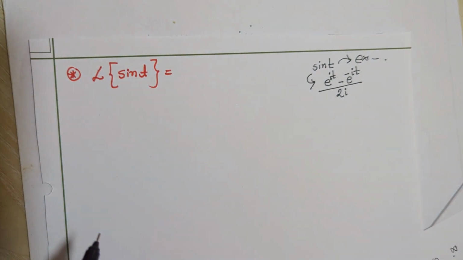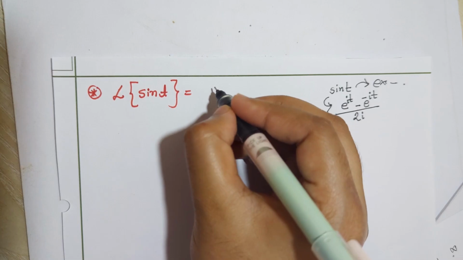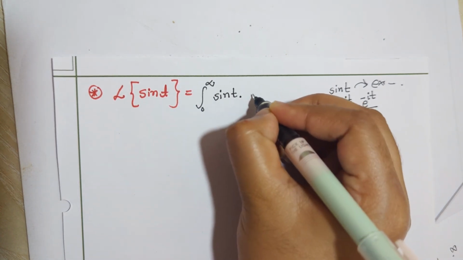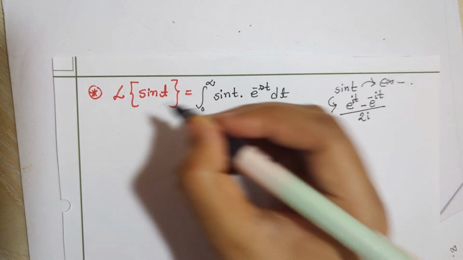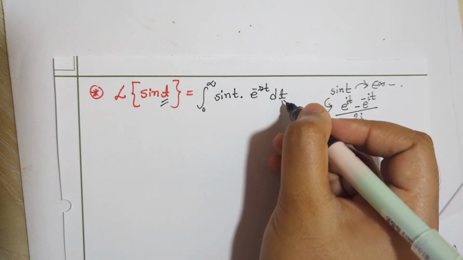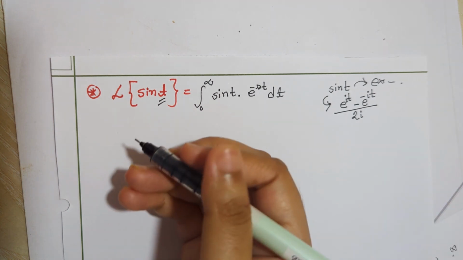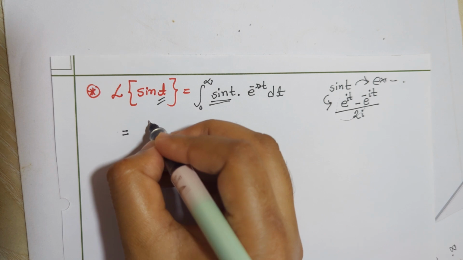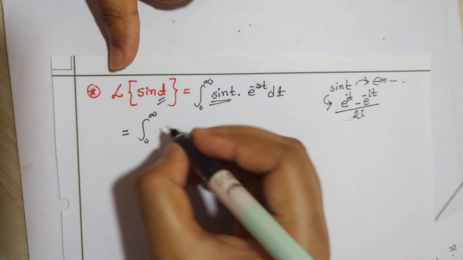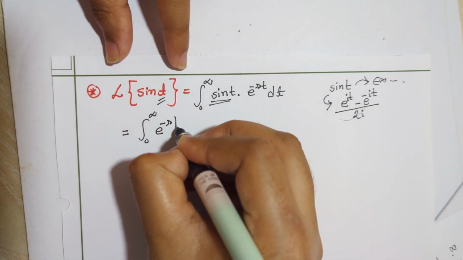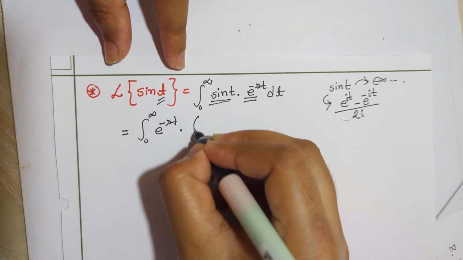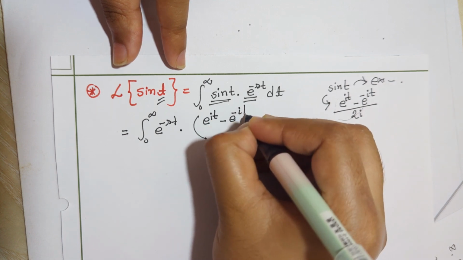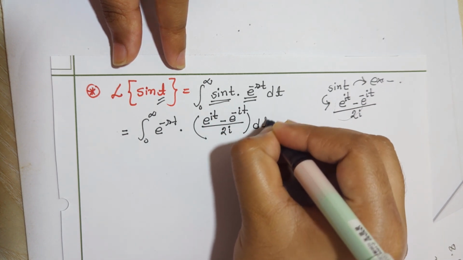So let's write down our basic formula of Laplace transform. It will be the integration from 0 to infinity of f of t, meaning sin t, times e to the power minus st dt. It is also a function of the variable t, so we integrate this with respect to t. Then we will break this sin t into our exponential terms. So the integration from 0 to infinity of e to the power minus st. At first we write down this term, then we break sin t, which equals e to the power it minus e to the power minus it divided by 2i, dt.